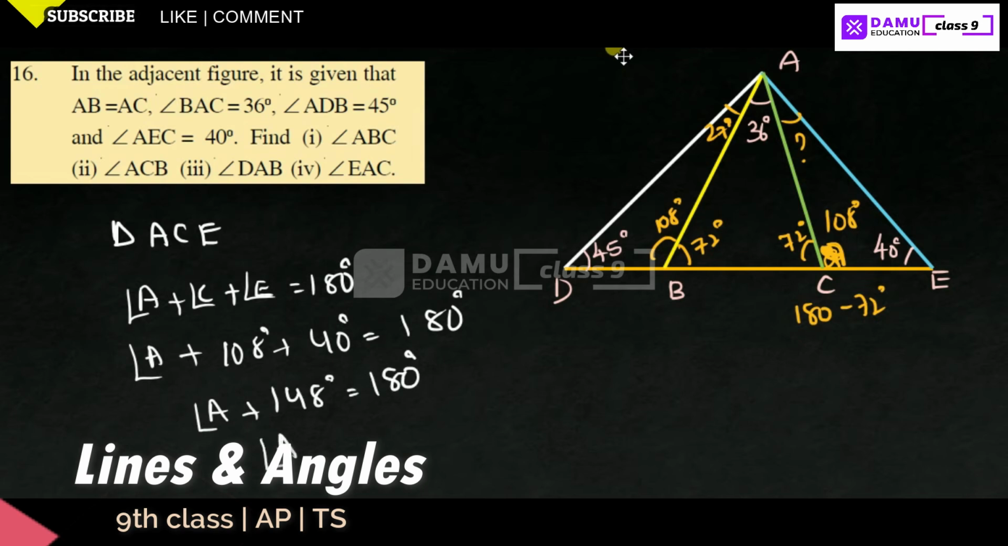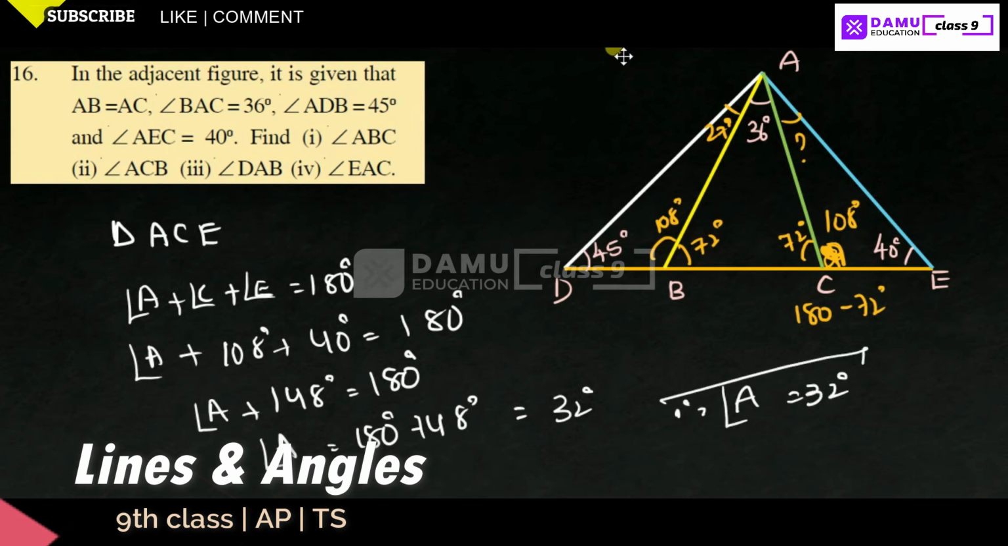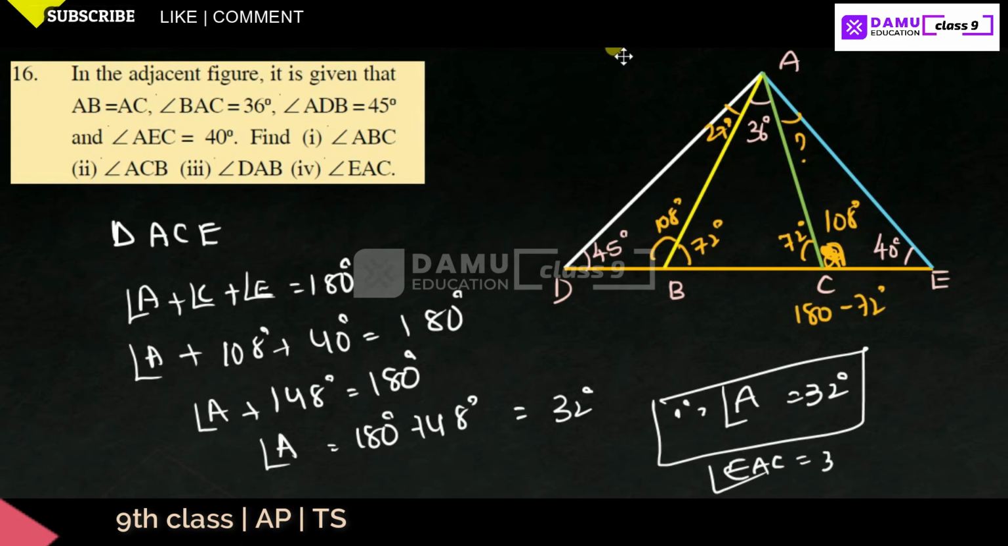Then angle A will be equal to 180 degrees minus 148 degrees. So 180 minus 148 is 32 degrees. Therefore angle A will be equal to 32 degrees. That is nothing but angle EAC, which will be equal to 32 degrees. Like this we need to solve.